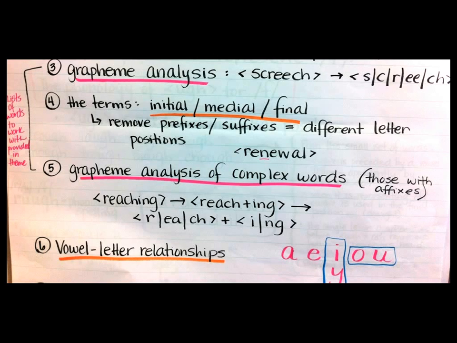We need to go back to the idea of initial, medial, and final, which we've done several times. You can do some grapheme analysis even of complex words, but the key is that you break it apart into its base, suffix, and prefix prior to that analysis. And of course, our vowel relationships.